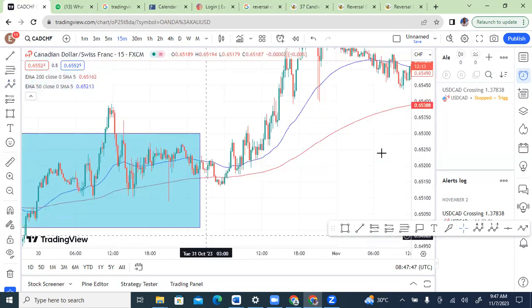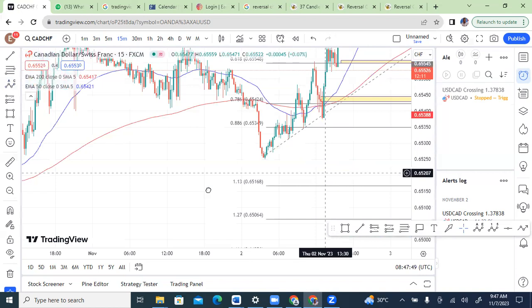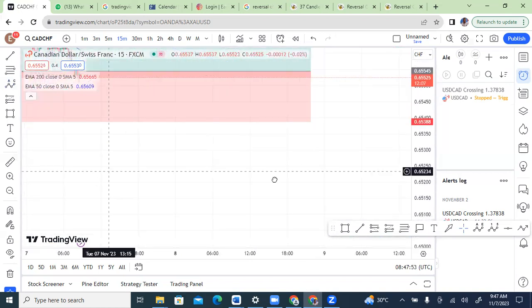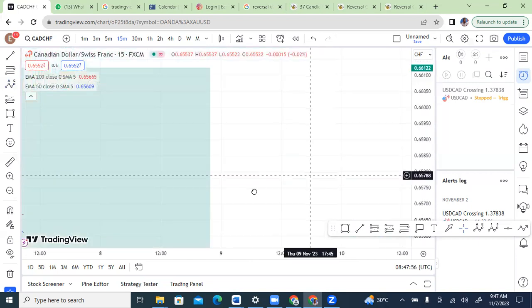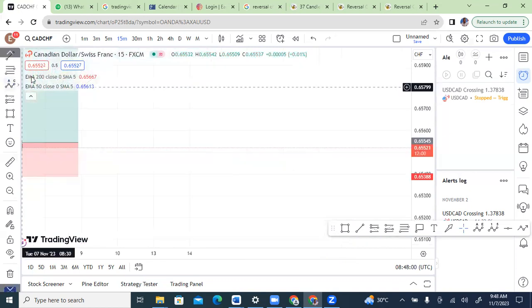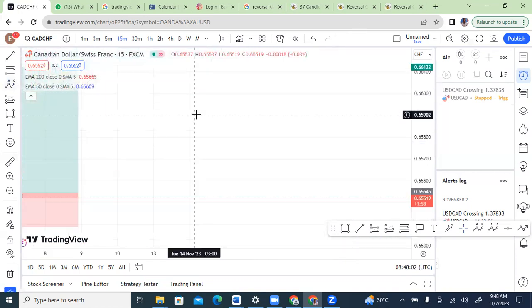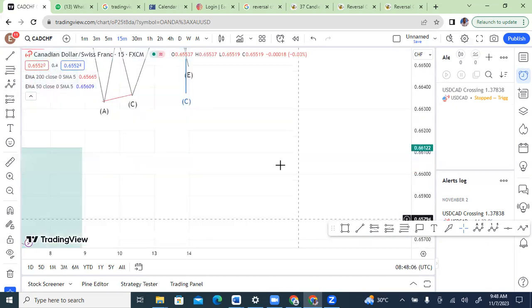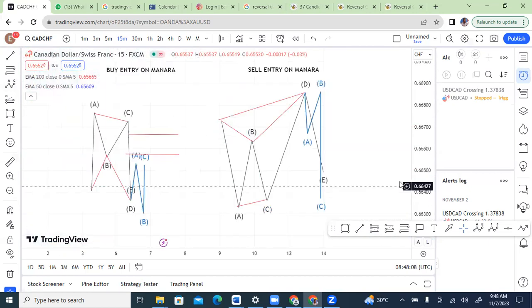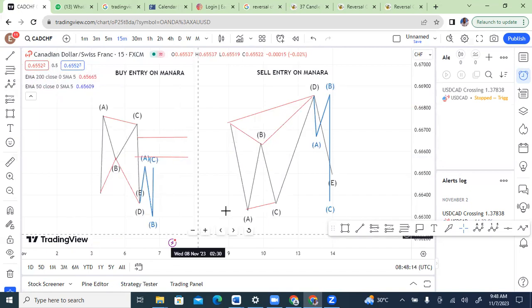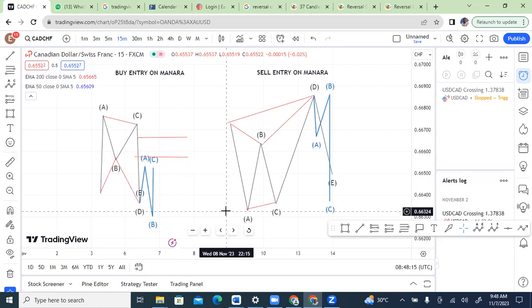Like I said, always when you have seen little profits, I want you to always break even. Always secure your profit. Very, very important. So this is how you take buy entries and sell entries for Manara. So yeah, that will be all for now.